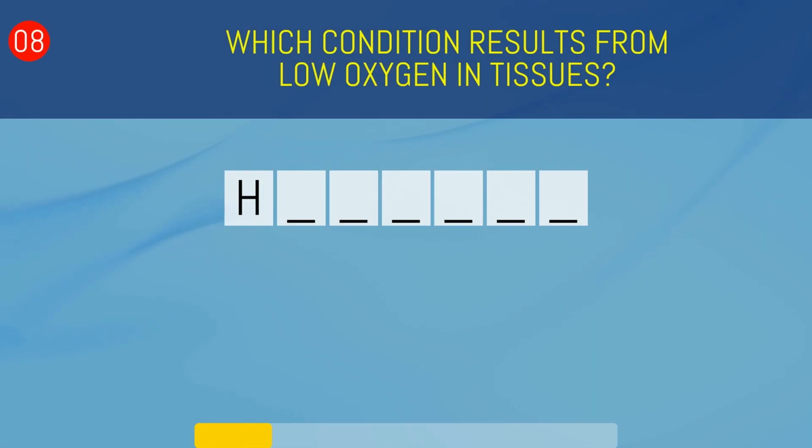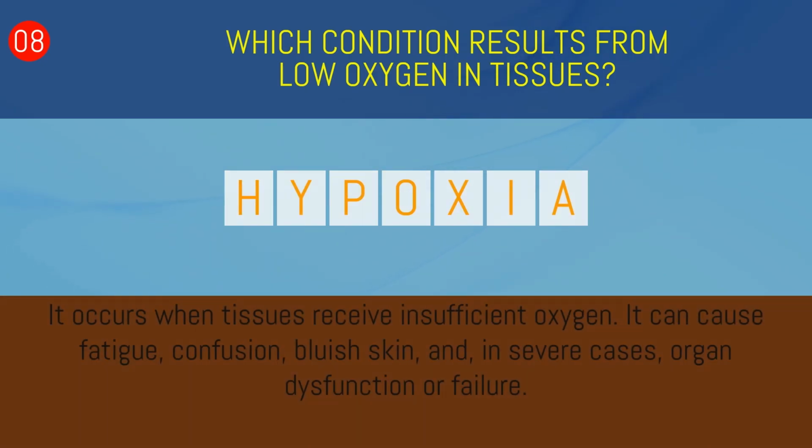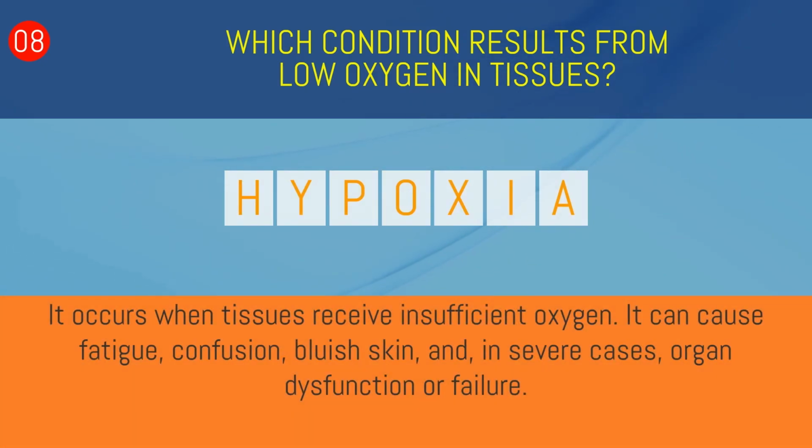Which condition results from low oxygen in tissues? Hypoxia. It occurs when tissues receive insufficient oxygen. It can cause fatigue, confusion, bluish skin, and, in severe cases, organ dysfunction or failure.